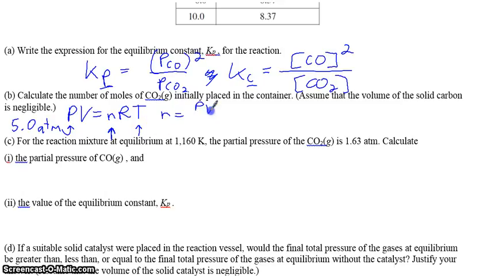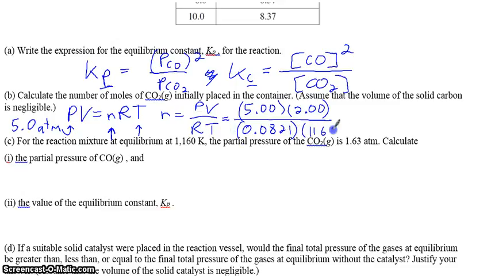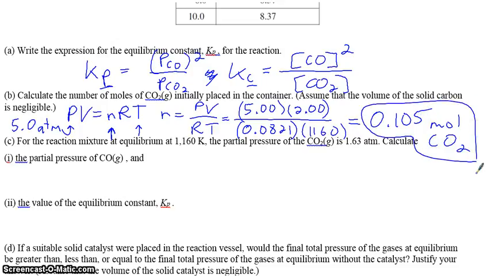So moles is PV over RT. R is a constant, and you will be given this constant in the AP equations. So we have 5 for the pressure, this is atmospheres. We have 2.00 for the liters. We have 0.0821 for the R constant. I'm doing this quickly for the sake of time, but go ahead and look these up. Our temperature is given as 1160. If you calculate this, you get 0.105 moles of CO2 with 3 sig figs.